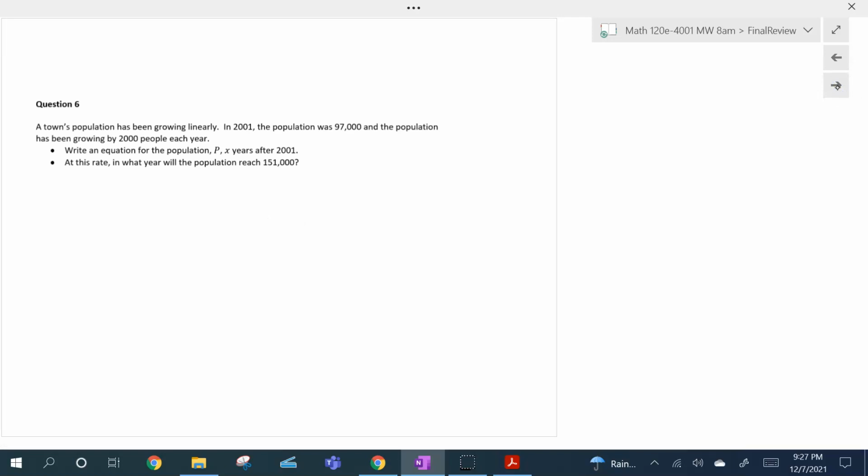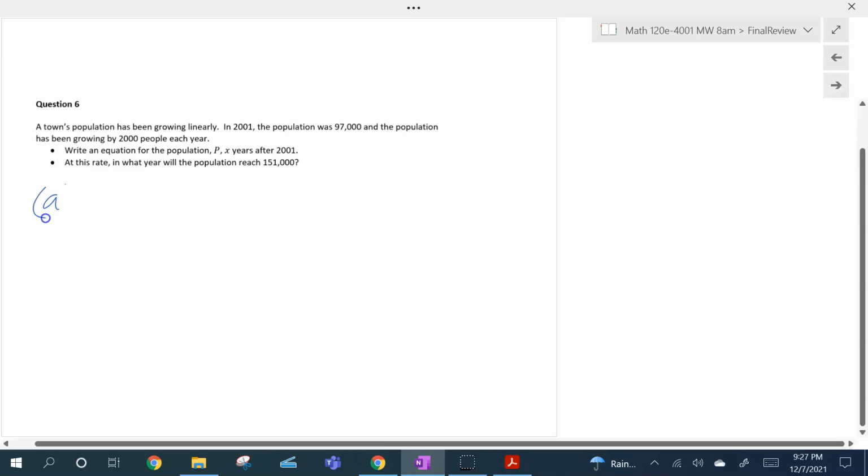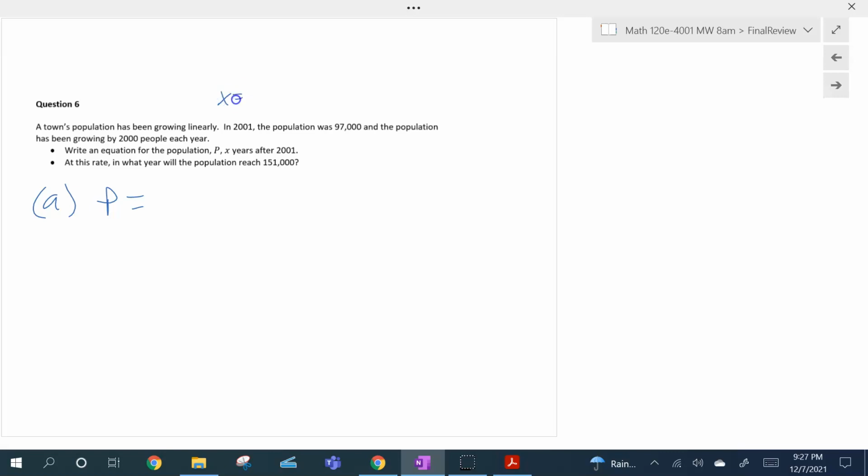Number 6, a town's population has been growing linearly. In 2001, the population was 97,000. It has been growing by 2,000 per year. So part A, write an equation. So the population in the year 2001, this is like x being 0, the year. X in years is 2001.